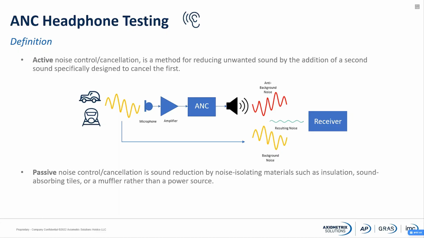Another definition that is important to talk about is passive noise control, or passive noise cancellation, sometimes called PNC. It's basically the sound reduction by using noise isolating materials such as insulation, sound absorbing tiles or mufflers and so on. In the case of a headphone or a headset, it would be the material that is used to build the headset. We can use a combination of different materials, more massive materials with higher density, to try to absorb the sound as much as possible before it enters the ear canals of the person using the headset.